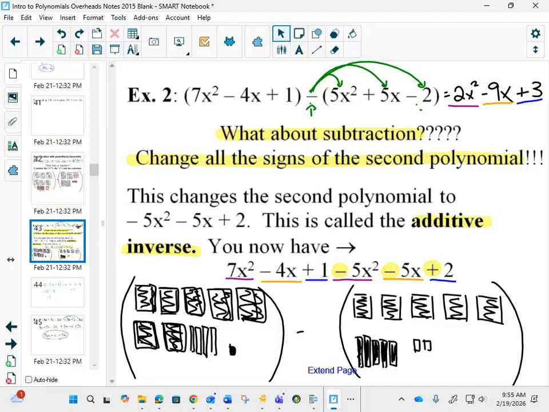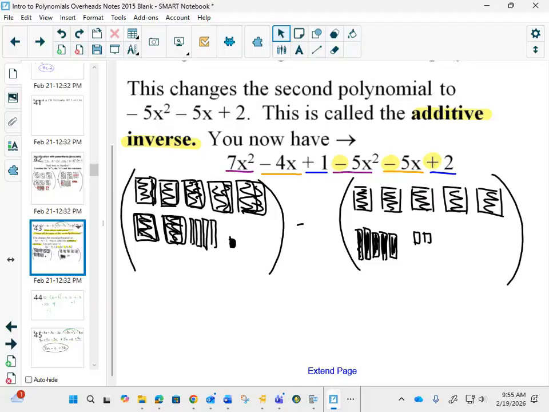We change all the signs of the second one. So the second one is positive, positive, negative. I rewrite that as negative, negative, positive. Because I'm subtracting this, and I'm subtracting a -2, which makes that a +2. And then we can put our like terms together.